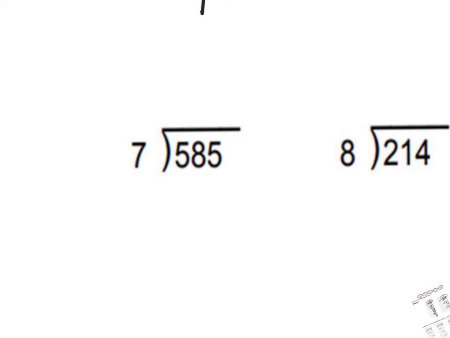Now this is a 3-digit. How many times does 7 go into 5? Well, it doesn't go into 5, so remember my trick was put an X above the number so that you know not to put a number in that spot. And then we say, how many times does 7 go into 58? Well, you got to do your math facts. 7 times 7 is 49. 7 times 8 is 56, so it goes in there 8 times. Subtract, 58 minus 56 is 2, drop down the 5.